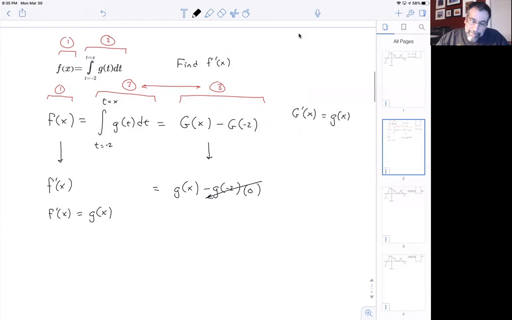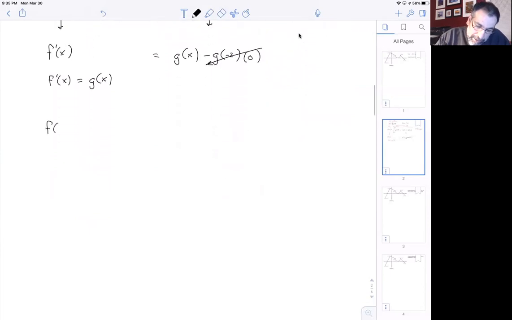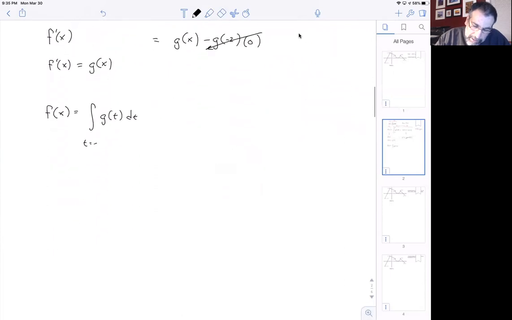That is an incredibly important result from this, okay? Incredibly important. So remember where we started. We started with f of x equal to the integral of g of t dt from t equals -2 to t equals x. And by using the fundamental theorem of calculus, we were able to show that anytime we start with this first statement, the second statement we can automatically derive is that the derivative of f of x is equal to g of x.